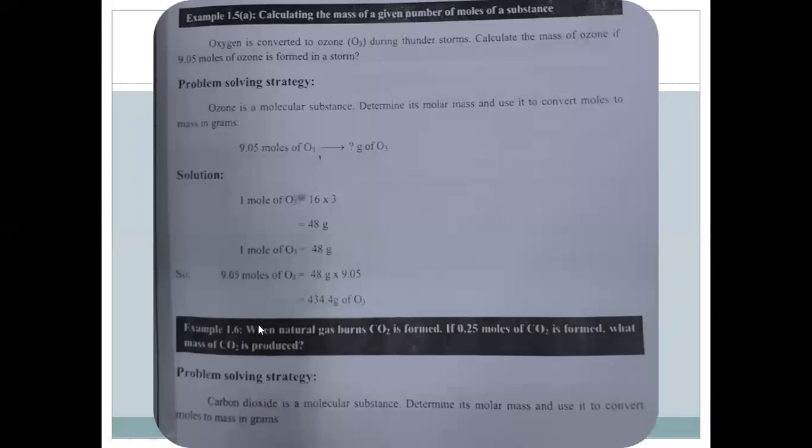Example 1.5, calculating the mass of a given number of moles of a substance. Oxygen is converted to ozone. Ozone, you know, is the allotropic form of oxygen. Its formula is O3. During thunderstorm, ozone is prepared from oxygen molecule. Calculate the mass of ozone if 9.05 moles of ozone is formed. So ozone is a molecular substance, O3 is a molecule, and we have to find out its molar mass and use it to convert moles into gram, because they ask us to calculate the mass, and they give us the moles.